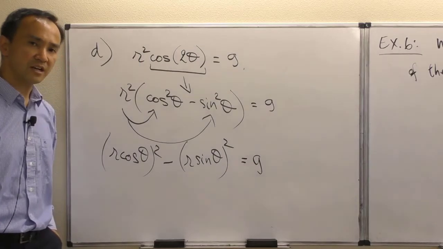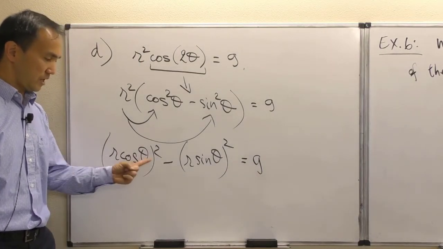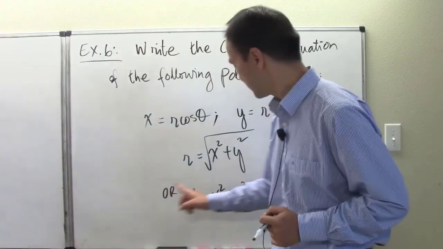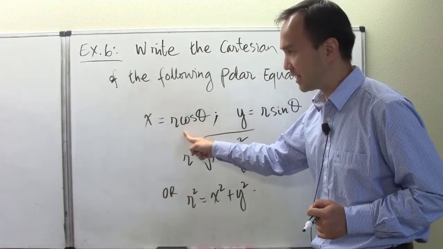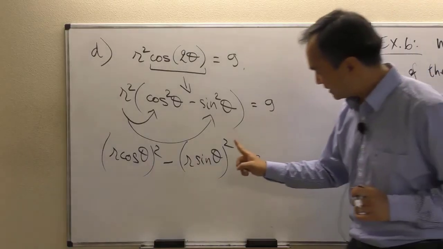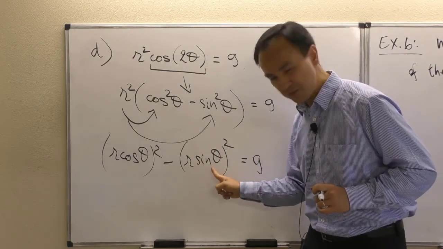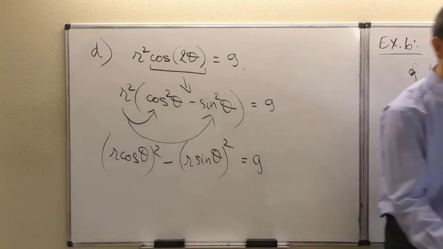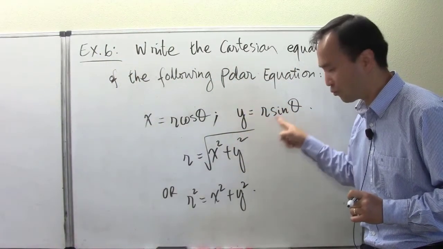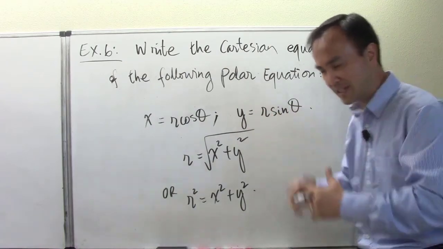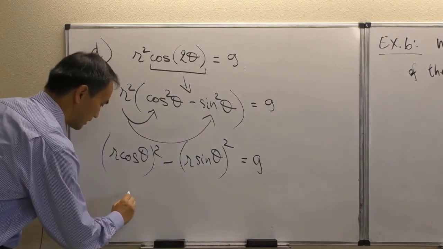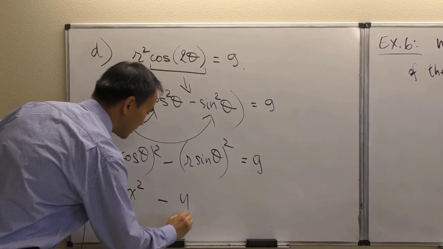And now what have we ended up for ourselves here? This inside the square is x. Okay, that's r cosine theta. And then that part here inside the square, r times sine theta, that's the y variable. So now all together, putting the pieces together, my final equation here is x squared minus y squared equals 9.